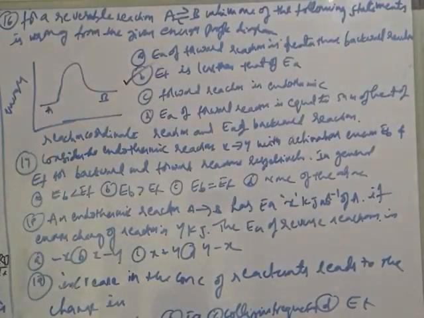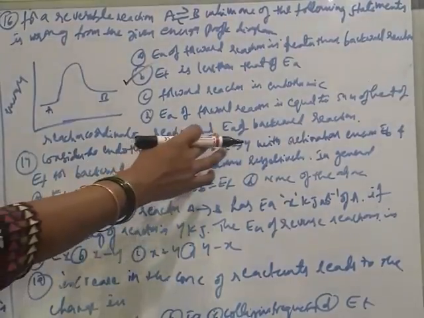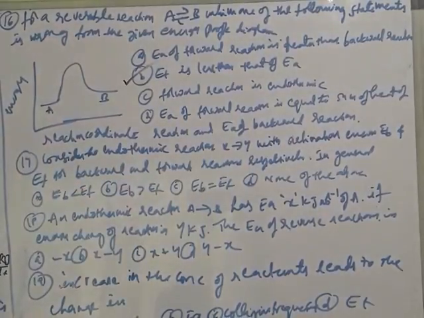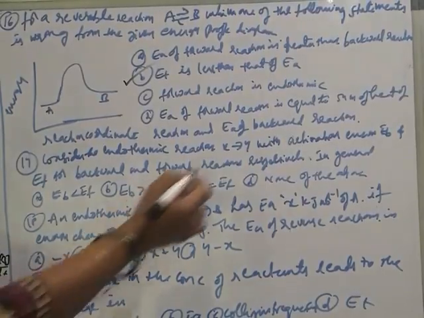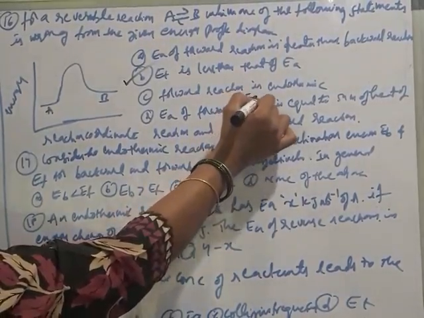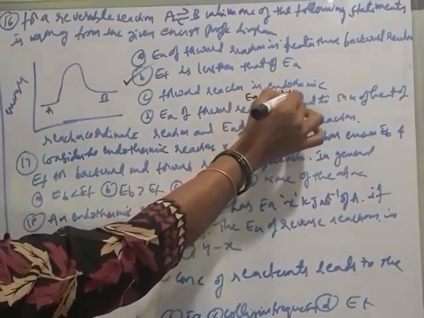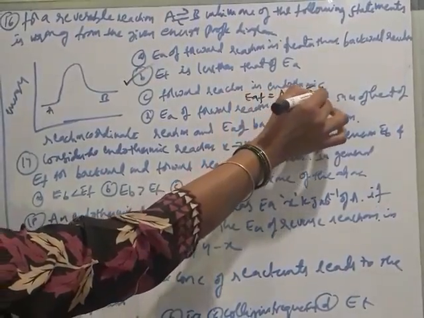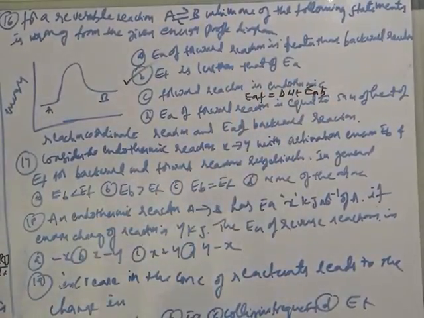Forward reaction is endothermic and activation energy of forward reaction is equal to the sum of enthalpy of the reaction and activation energy of backward reaction. Okay. So here we can give the formula: EA of forward reaction is equal to delta H plus EA of backward reaction. Okay, that is the formula there.